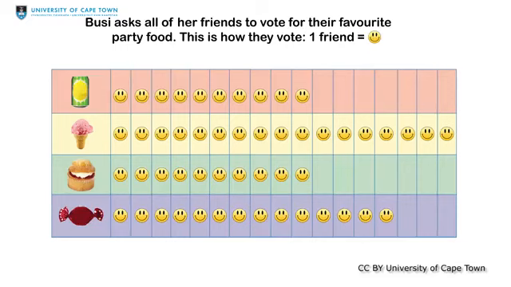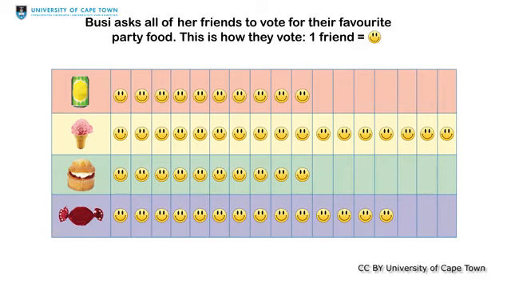The following is an example from the Foundation Phase Mathematics. Here is the question. Boozy asks all of her friends to vote for their favorite party food. This is how they vote. Friend equals a smiley face emoji in this picture. The graphic has 4 rows with background colors light pink, pale yellow, pale green, and pale blue.